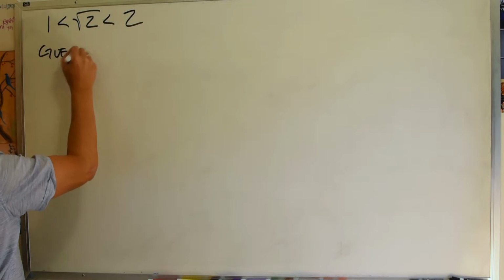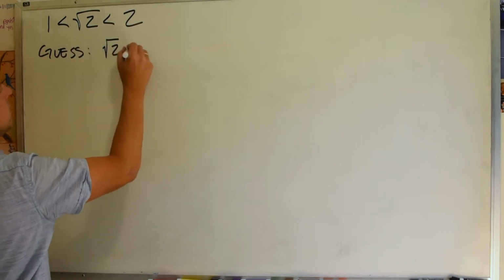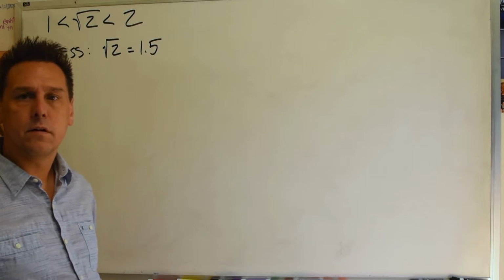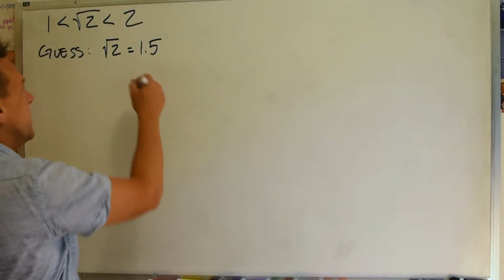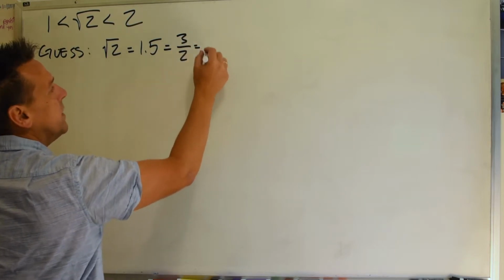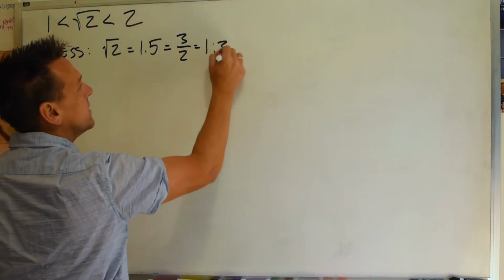We don't have to get too tricky. Let's just say it's 1.5. It can be 1.5 written this way. It can be 1.5 written as a common fraction. It can be 1.5 written in sexagesimal.